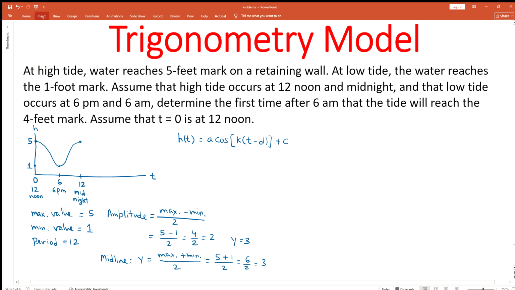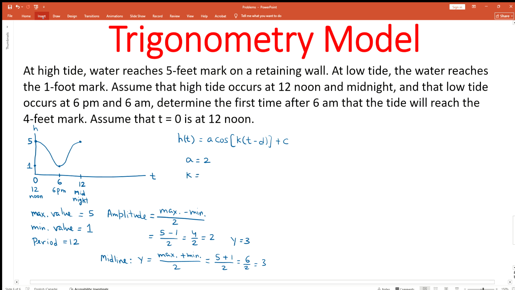We have to find the values of these constants. Different teachers use different letters for these constants. The resulting transformations are the same. Let's start with the a value. In this case, there is no reflection over the x-axis. We are using the cos function because the maximum point is on the vertical axis. So the a value is equal to the amplitude, which is 2.